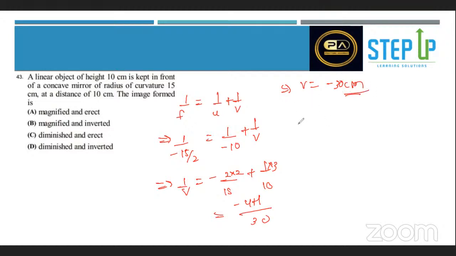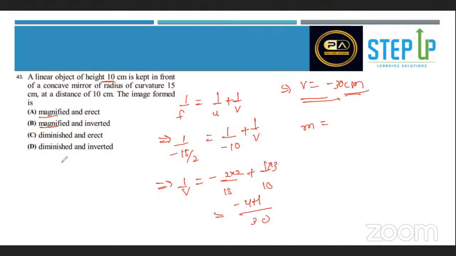Because v is equal to minus 30, I got this. No, this is negative 30, the image distance. Now I'll find out the magnification, because they want me to. The options are given in terms of magnified, direct, inverted, or diminished. So I know that, because the height of the object is 10 centimeters.